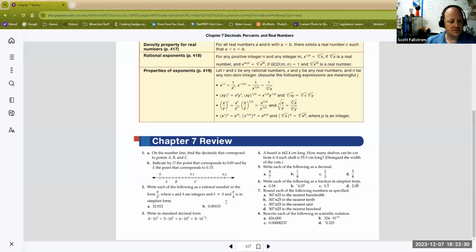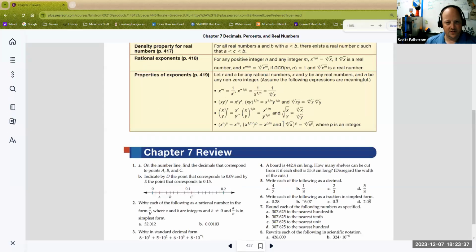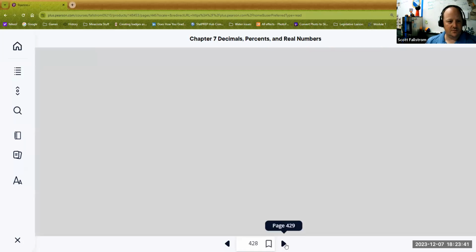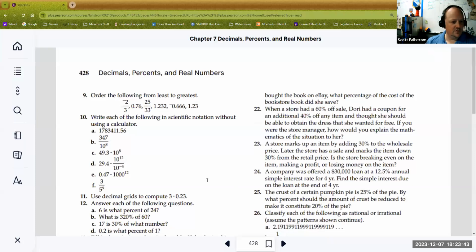Hello, students. We are looking at Chapter 7 review. I had a couple of these come up. Let me zoom in a little bit here, and I'm going to tackle those. So Chapter 7 review, we're going to number 10F. The question was, write in scientific notation without using a calculator.